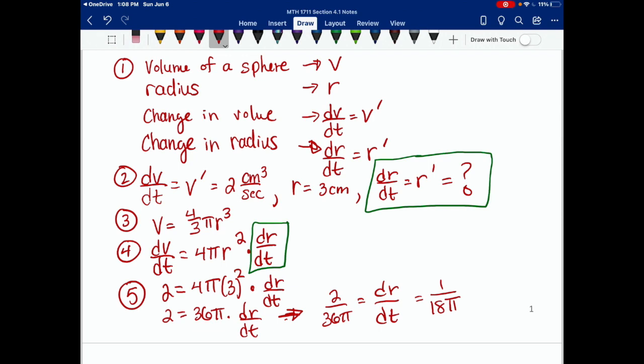And because the units of this is for the rate of change of the radius with respect to time, this is going to be 1 over 18 pi centimeters per second. So when the radius is 3, the radius is changing at a rate of 1 over 18 pi centimeters per second.